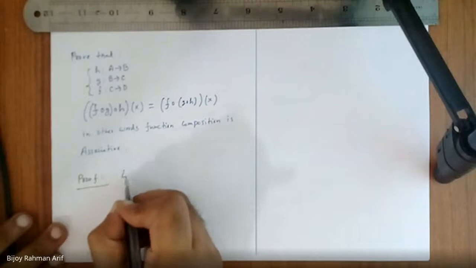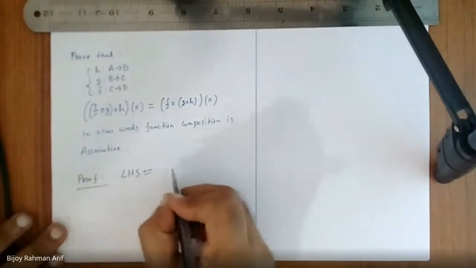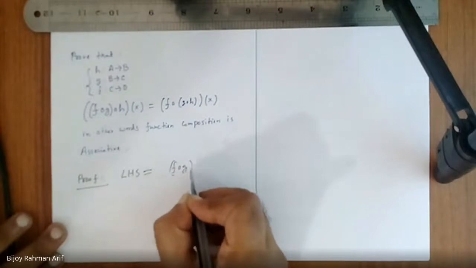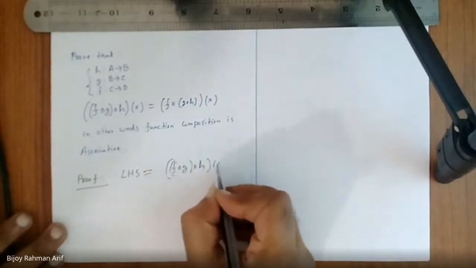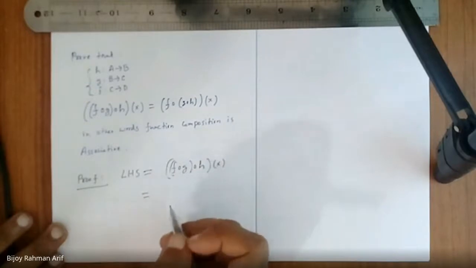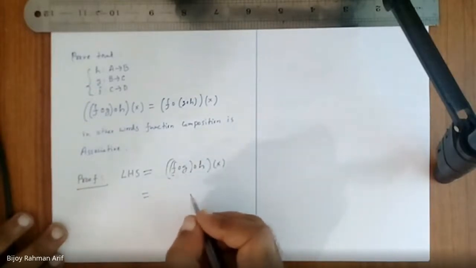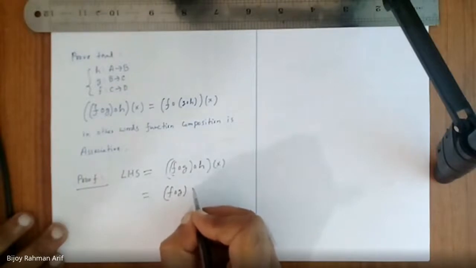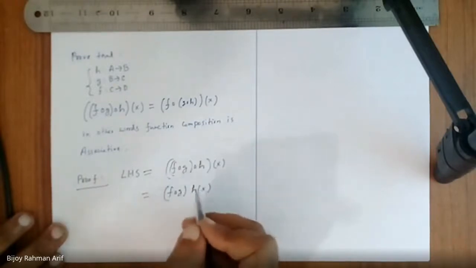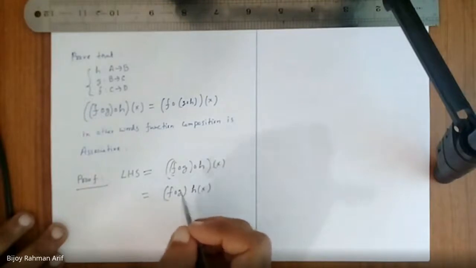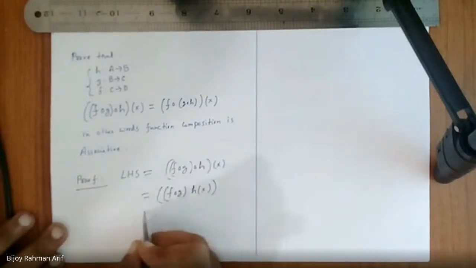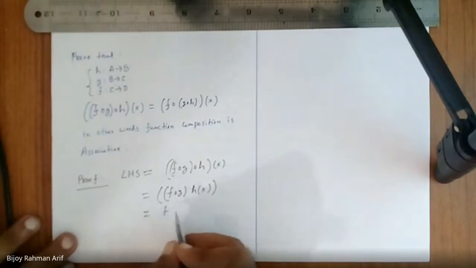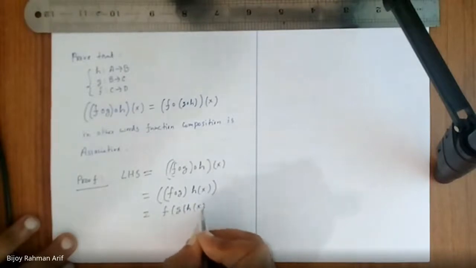So let's take the LHS. Left hand side is (F∘G)(X). It is nothing but F∘G of HX, so it is nothing but F of G of HX.